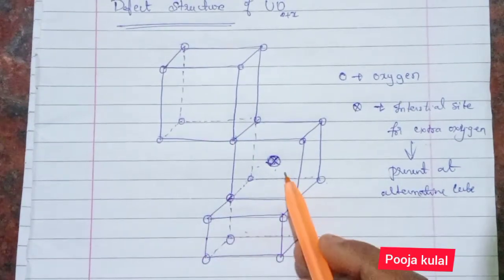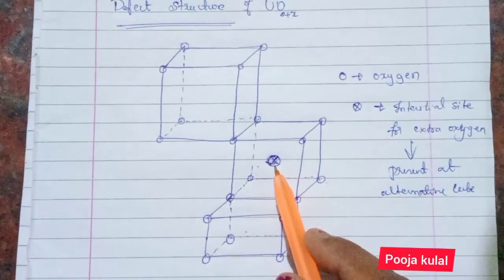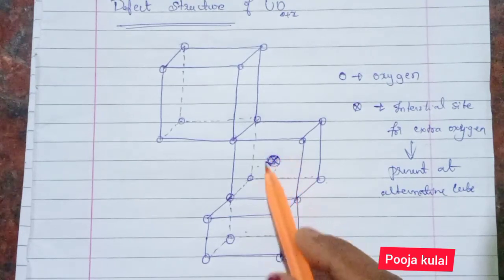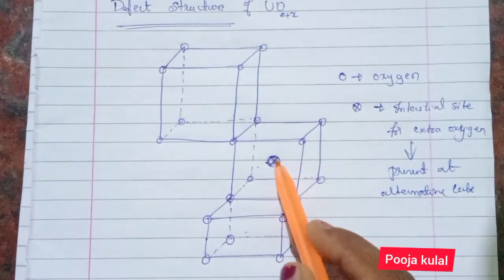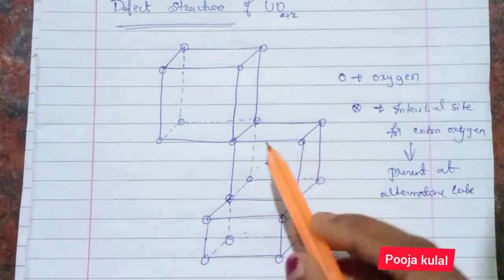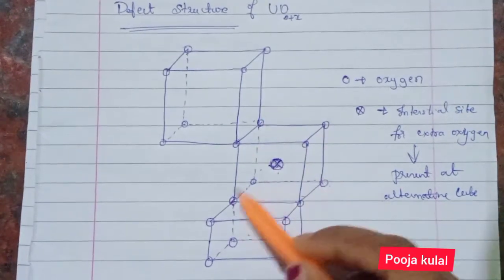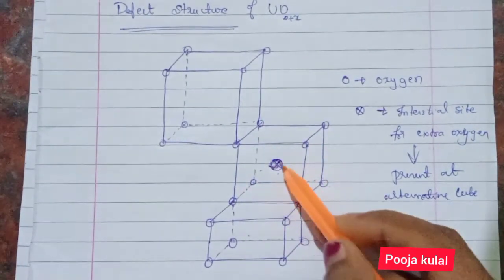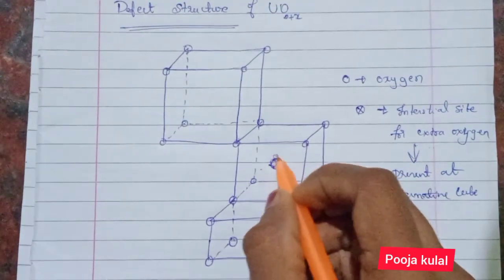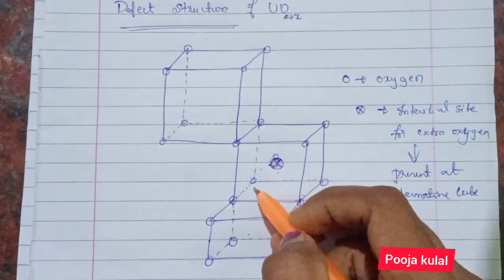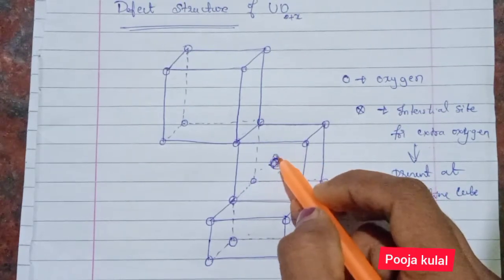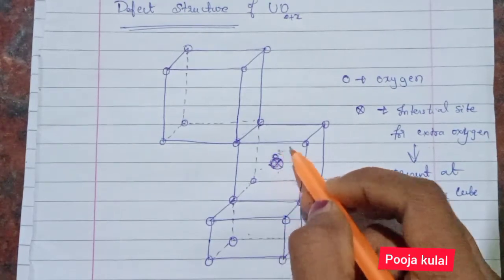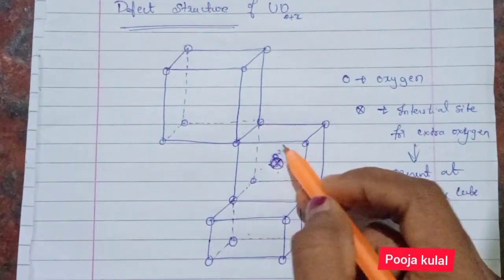It was earlier believed that this site is ideal for the extra oxygen atom. But the neutron diffraction study said that it is not an ideal site, because if an extra oxygen comes and sits at this interstitial site, you can see that there are 8 oxygen atoms surrounding this interstitial site. We know that like charges always repel, correct? This is an oxygen having negative charge 2 minus.